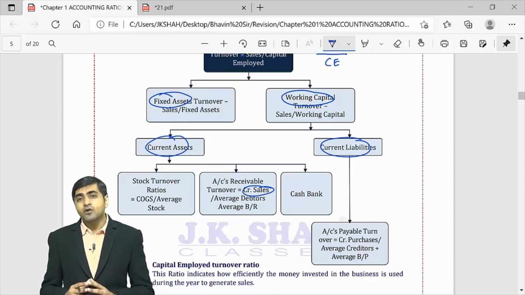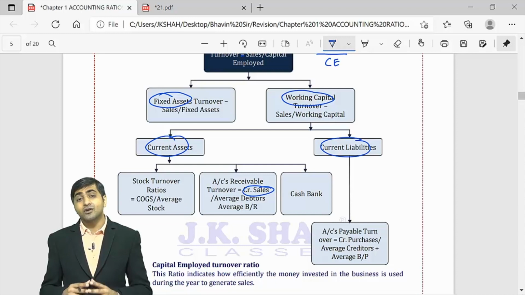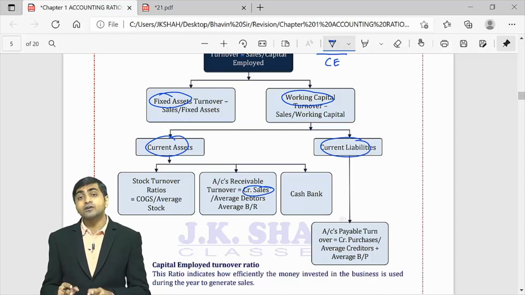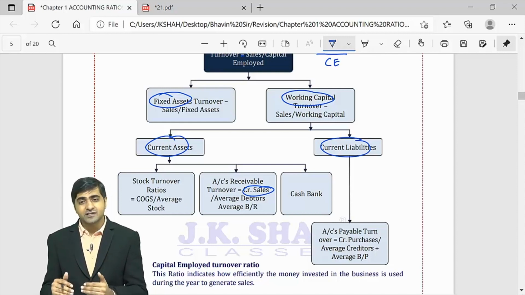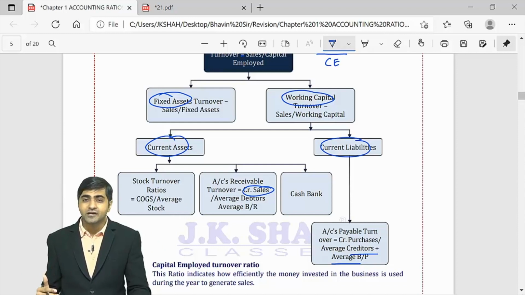Similarly, my dear students, when we are talking about your creditors turnover ratio, we will now take into consideration your credit purchases. So in your debtors turnover ratio, we had credit sales. Here we are going to consider credit purchases. So credit purchases upon average creditors plus your average bills payable. So that is something which will come in your denominator.